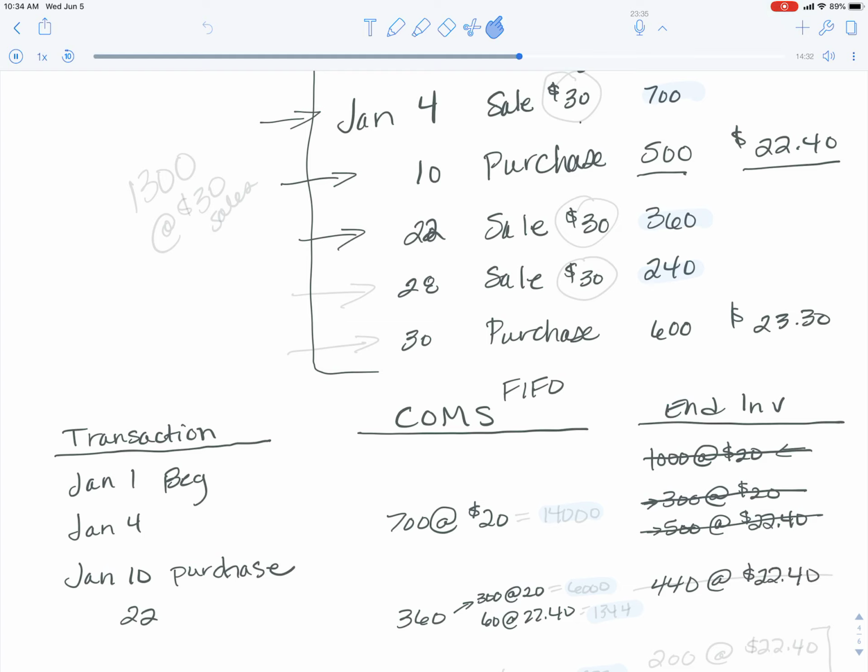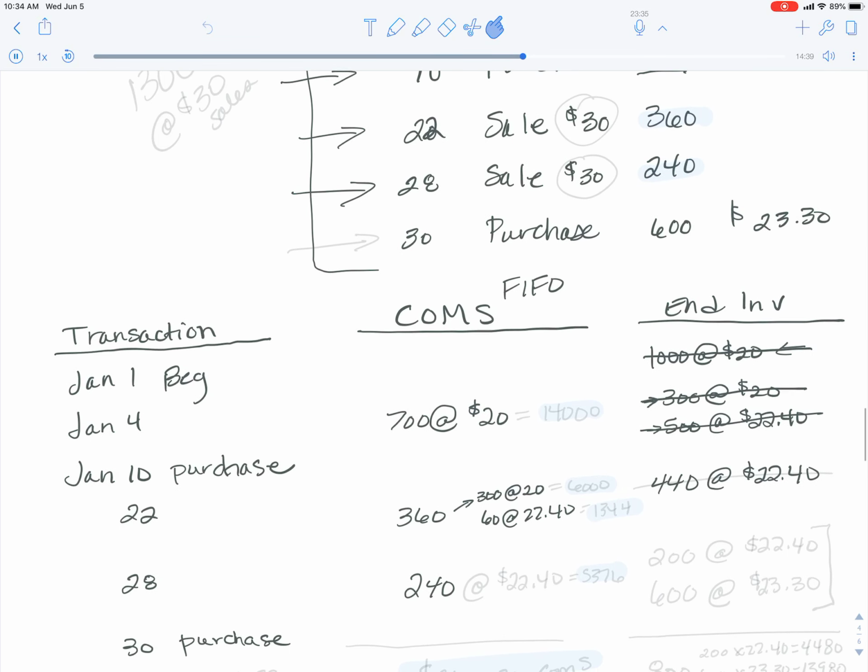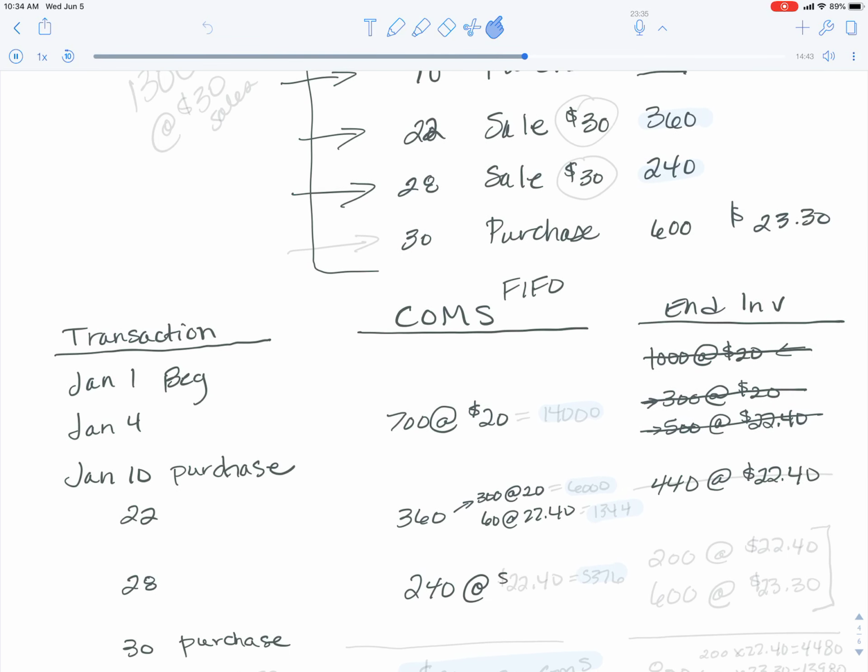Okay? Now, on the 28th, we sold 240 more. Well, we only have one layer to choose from, the 440. So all of those are going to be sold at $22.40. If we sold 240 of these, that means we have 200 left, still at $22.40. And then on the last day of the month, we purchased 600 more at $23.30.